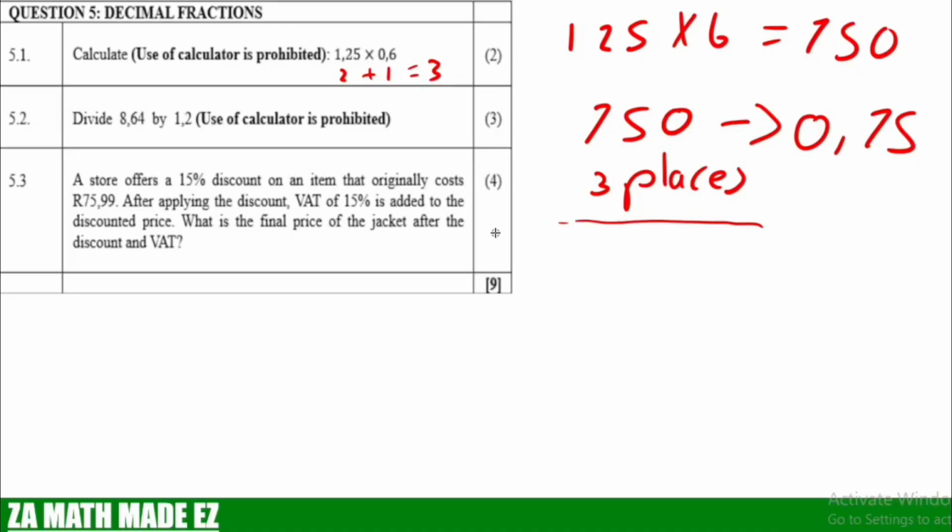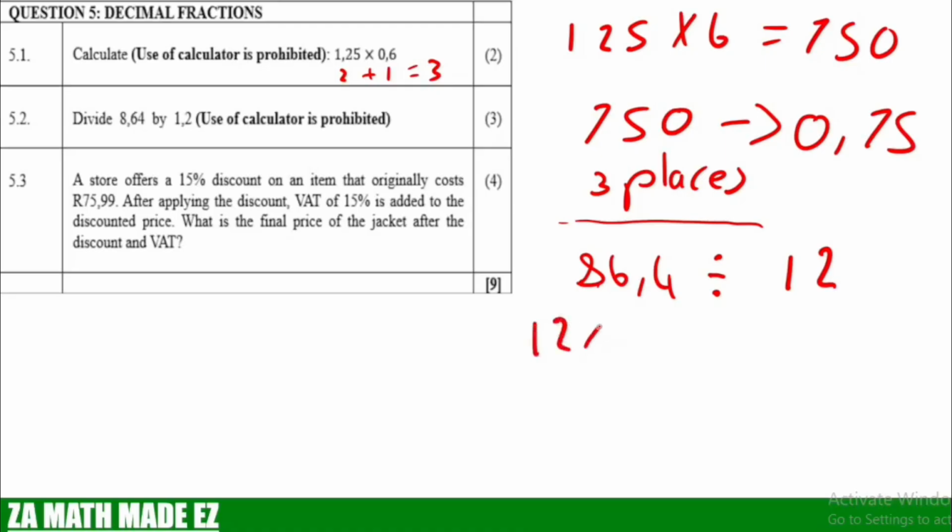Question 5.2. Divide 8,64 by 1.2. Use of calculator is prohibited. 1.2 has 1 decimal place. Multiply both numbers by 10 to make the divisor a whole number. 8.64 times 10 is equal to 86,4, and 1.2 times 10 is equal to 12. Now you want to divide 86,4 by 12.